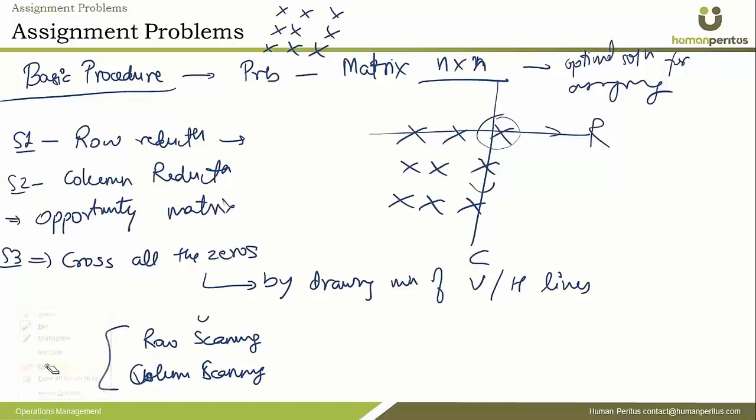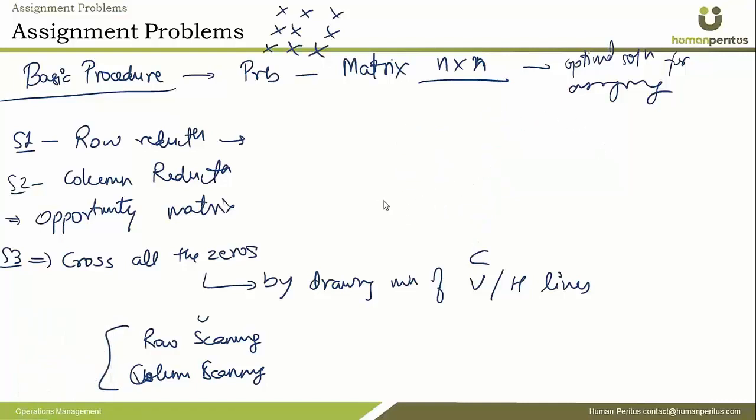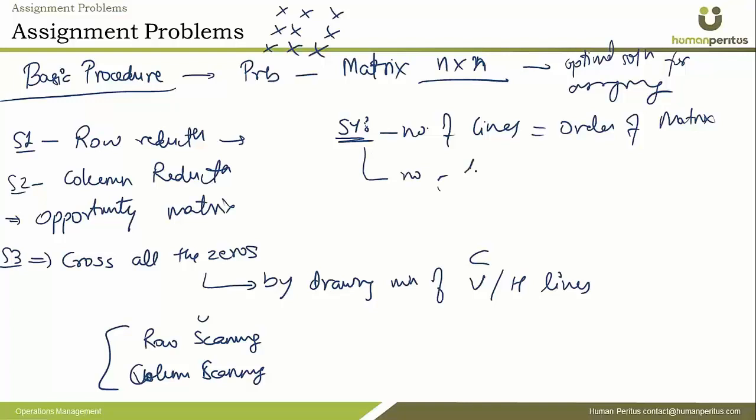Now let me erase this. So step 4 is, now there can be two cases. Case 1: if the number of lines that we draw is equal to the order of the matrix, then the optimum solution has been arrived at. Then there is case 2: if the number of lines is not equal to the order of the matrix, then we will move to step 5.